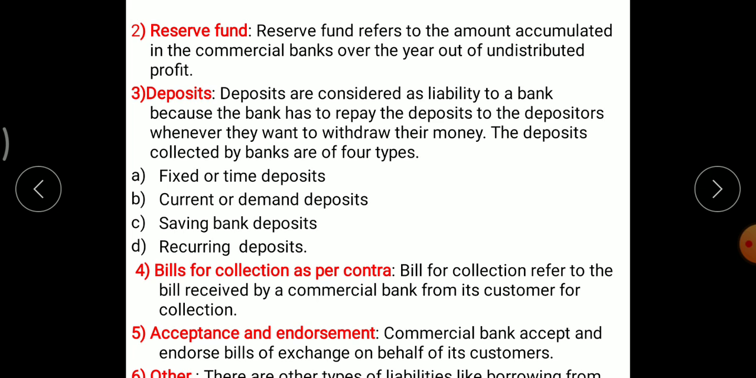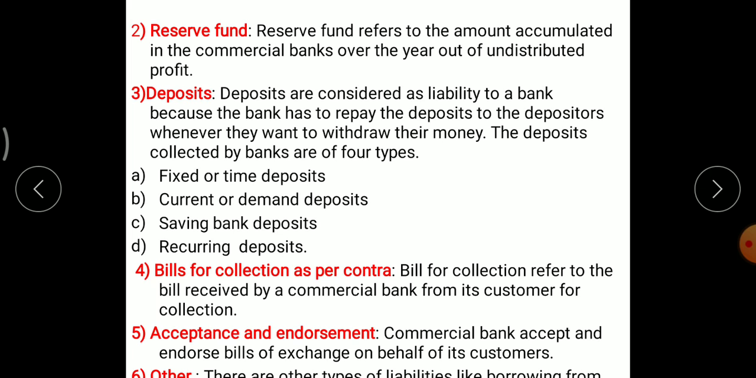And next, bills for collection. Bills for collection refer to the bills received by the commercial bank from its customer for collection. They are liabilities for the bank because the bank is required to pay the proceeds of the bill collection to the customer concerned. And next, acceptances and endorsements.